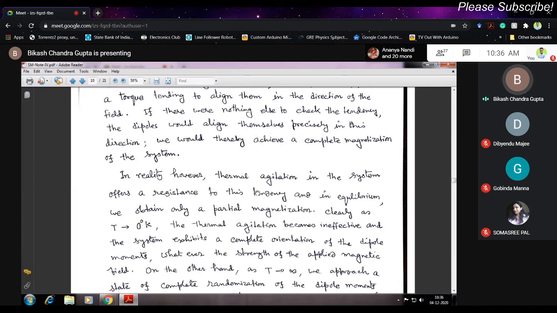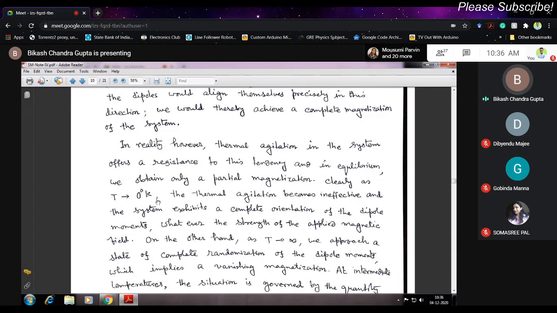So basically you have the thermal agitation, which is going to give some energy to the system, which will try to agitate the moments. Even if they want to align in the direction of the magnetic field, the thermal energy will try to agitate them from aligning perfectly in the direction of the field. So we obtain a partial magnetization.